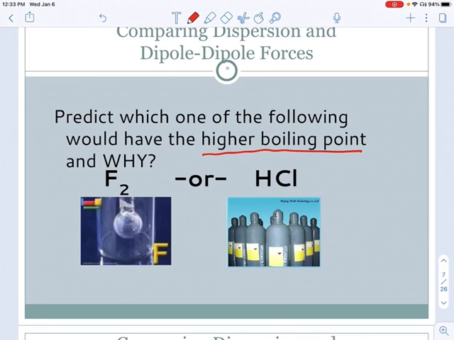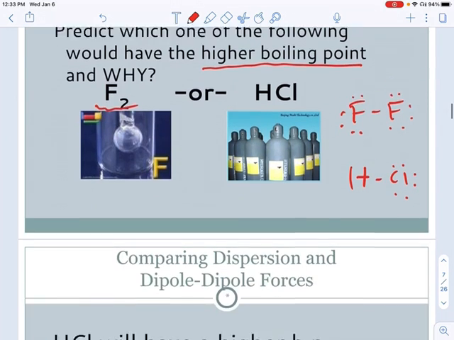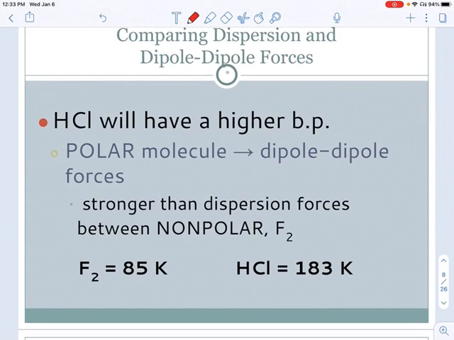And what we should recognize is that fluorine is a nonpolar molecule. If we were to draw fluorine, we would see that it's symmetrical. Whereas HCl, hydrogen chloride, is a polar molecule. And this means that fluorine only has dispersion forces, but hydrogen chloride has dipole-dipole forces, which are stronger. And if they're stronger, they're going to be harder to break, giving HCl a higher boiling point. If we actually look at the numbers, we can see that HCl's boiling point is 183 Kelvin, whereas fluorine has a boiling point of 85 Kelvin, a much colder temperature.